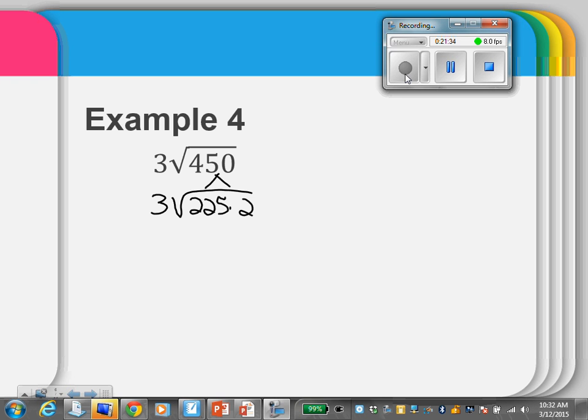Was it this class or another class? Someone, when I was doing the factor trees the other day, they went, oh, I missed those so much. Nobody in this class? Okay. Somebody liked those in one of my classes.